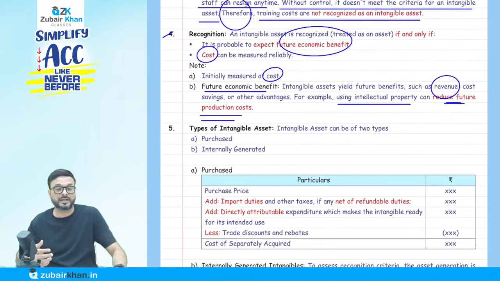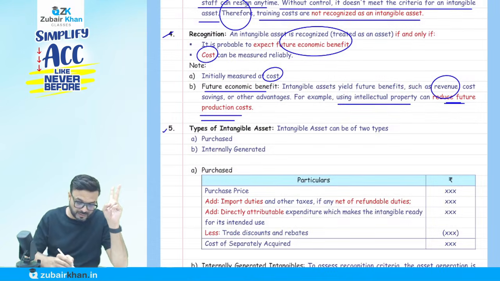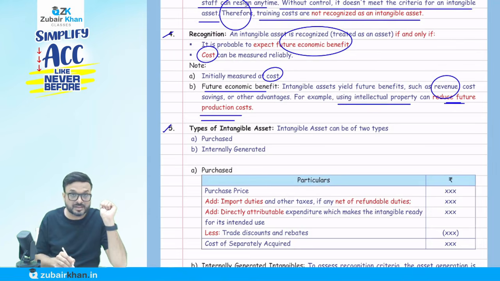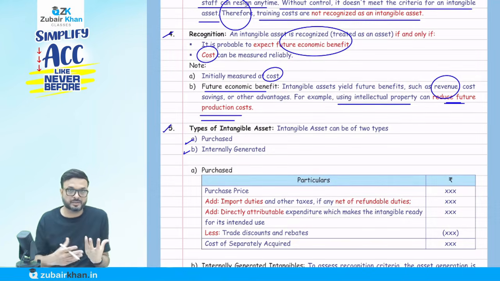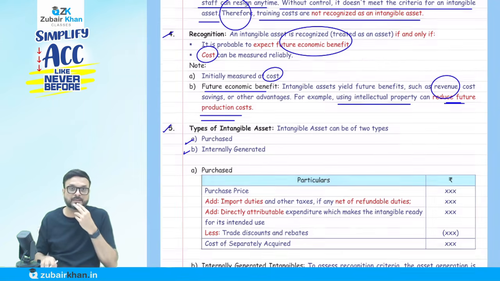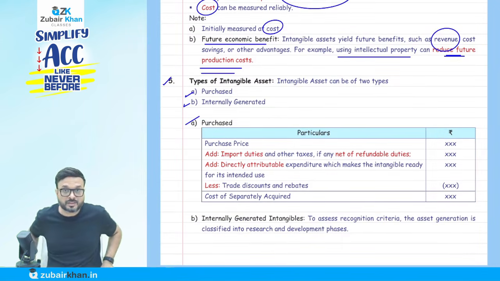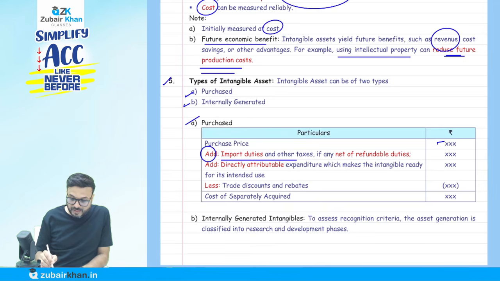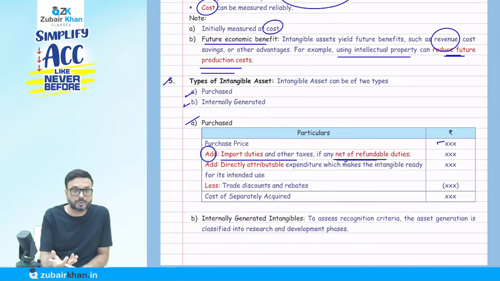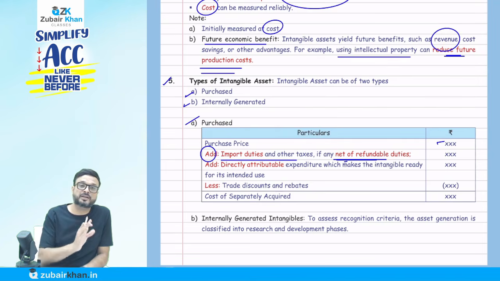But when we acquire an intangible asset, it might be a purchased intangible asset or an internally generated one. When we purchase it, the purchase price is written down, and we add import duties and other taxes, net of refundable ones. If we are going to claim the input GST, that is not part of the cost of the intangible asset. Refundable taxes are not part of the intangible asset.